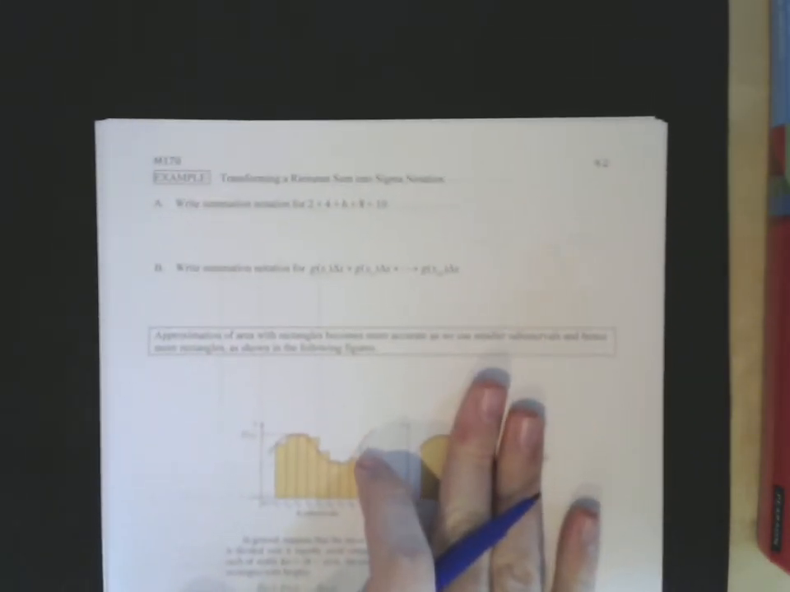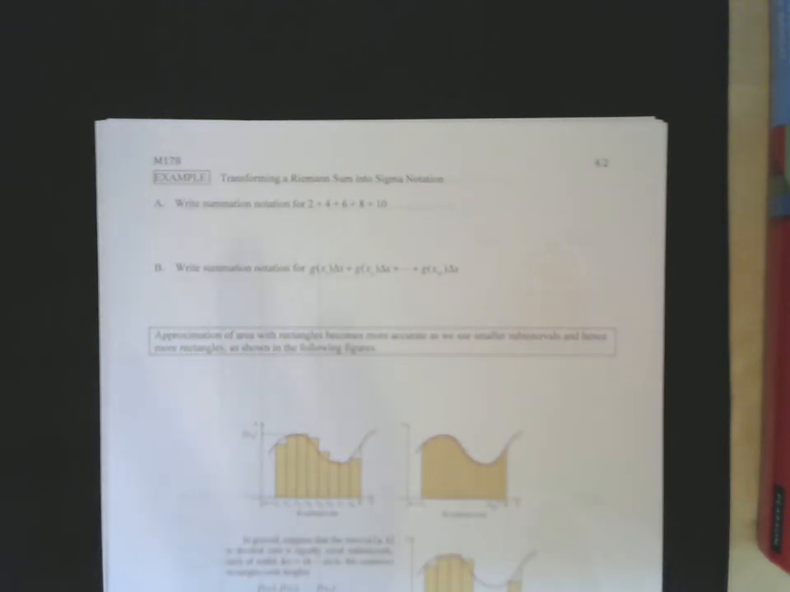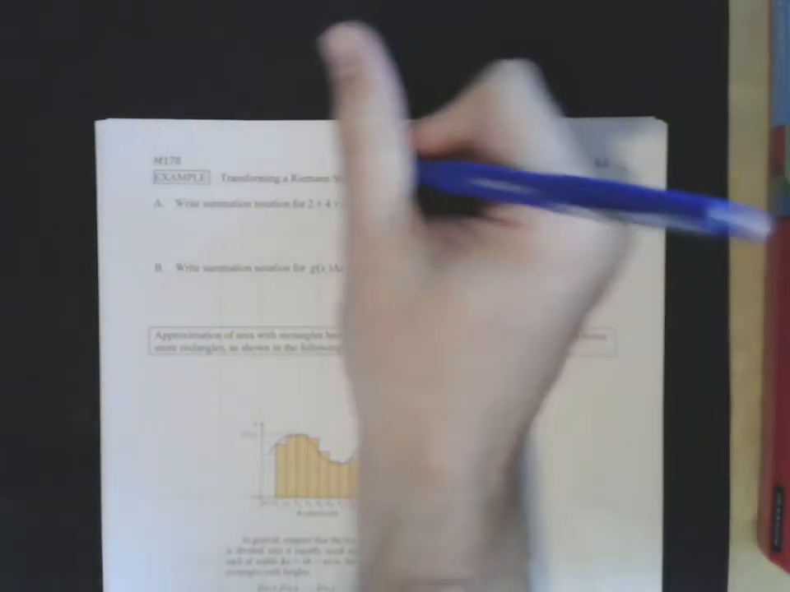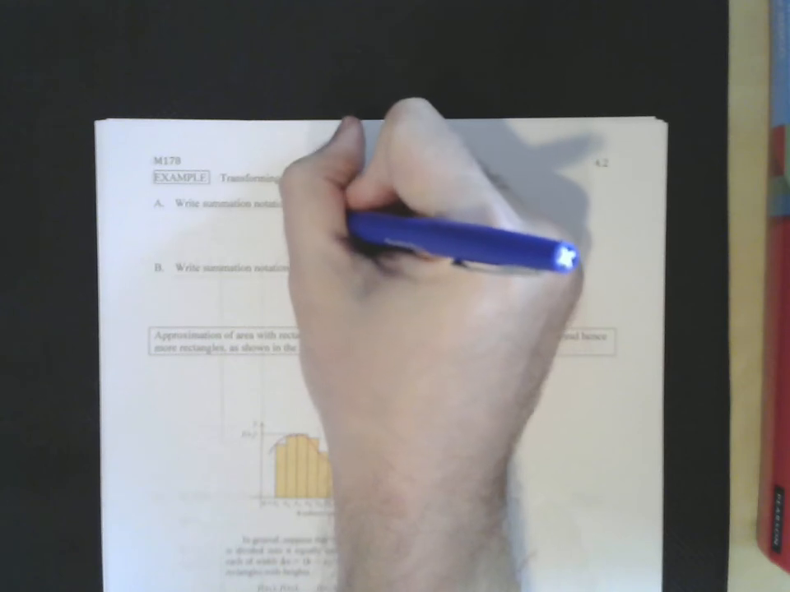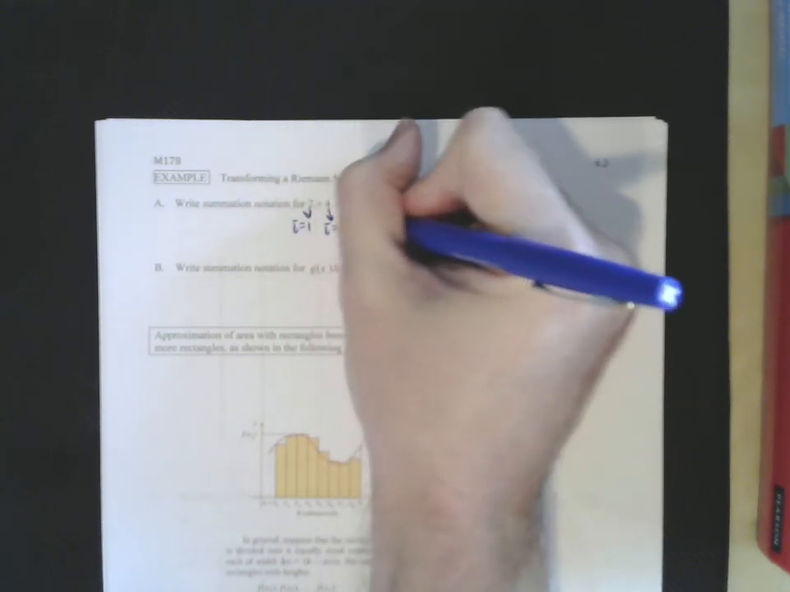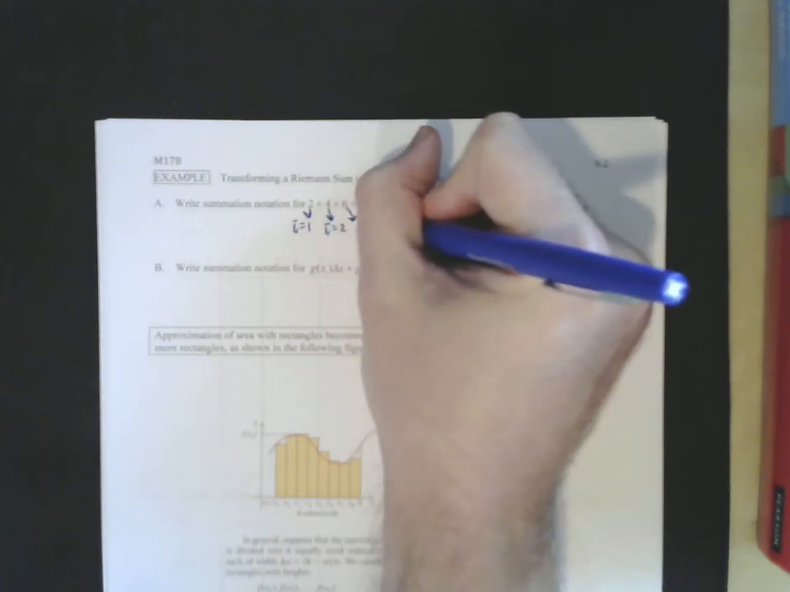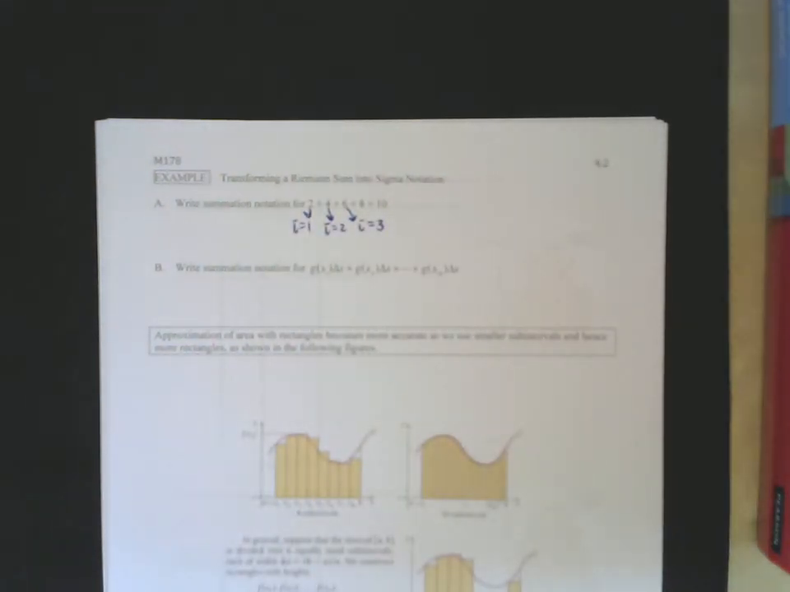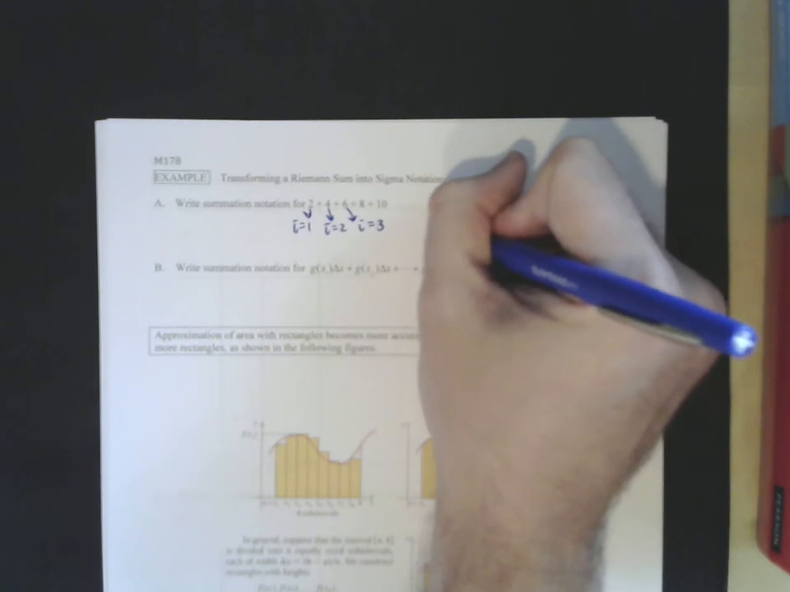So for these examples here, we can pretend that these are Riemann sums that we've already calculated. And now what we want to do is find the pattern. Unless you're told otherwise, it's a good idea to assume you start with i equals 1. So this one here is i equals 1, this is i equals 2, this is i equals 3, and so on. And so we want to try and find a pattern.